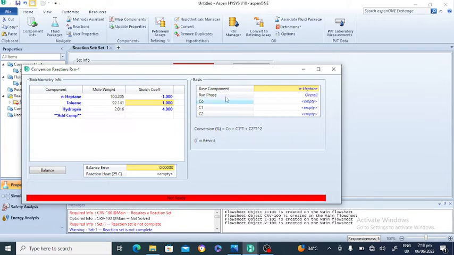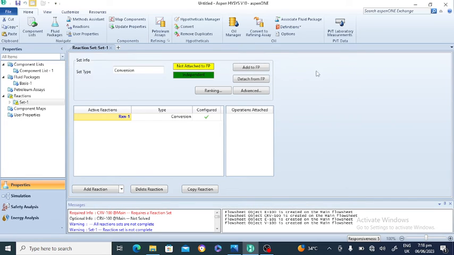Okay, now 15%. So the reaction phase is all, and the base component is n-heptane. Okay, this is the conversion formula: C0 plus C1 times temperature in Kelvin plus C2 times temperature to the power 2. So C1 and C2 are 0, and C0 is 15% conversion of n-heptane taking place. So put 15. Now this is okay.